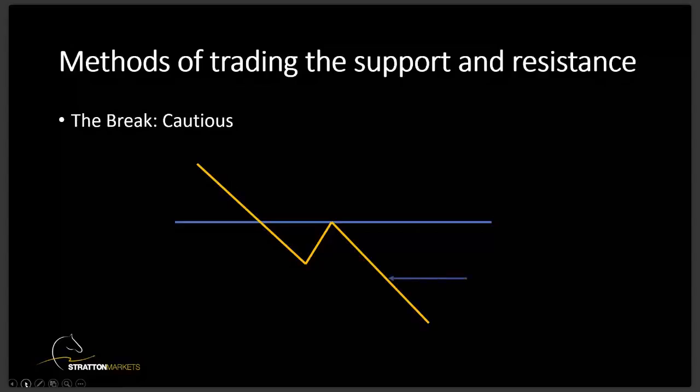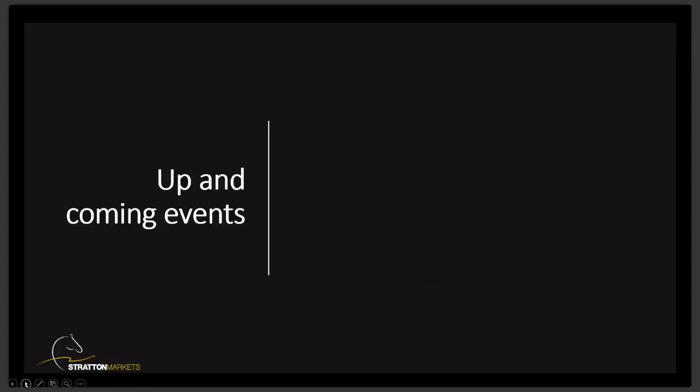So what they then do is wait and see it bounce back up, see if that support has become a resistance, and then enter the market, setting their stop loss slightly above what was the support, which is now acting as a resistance.